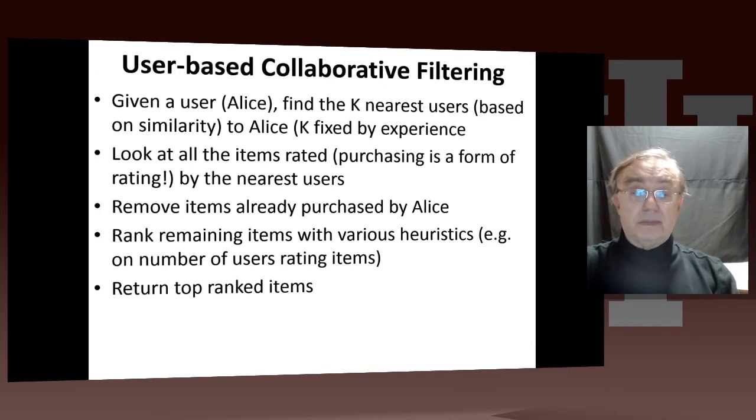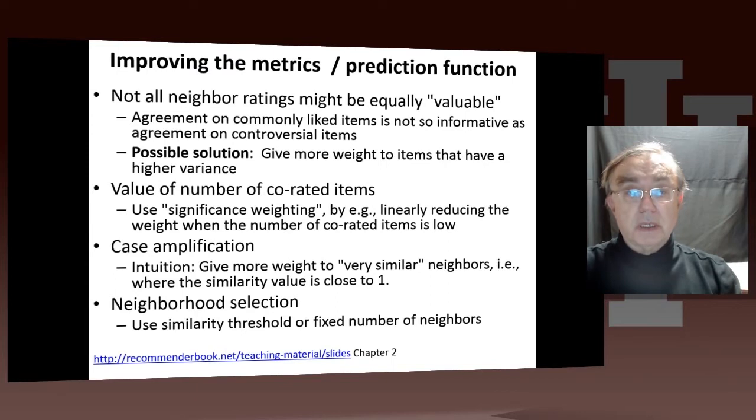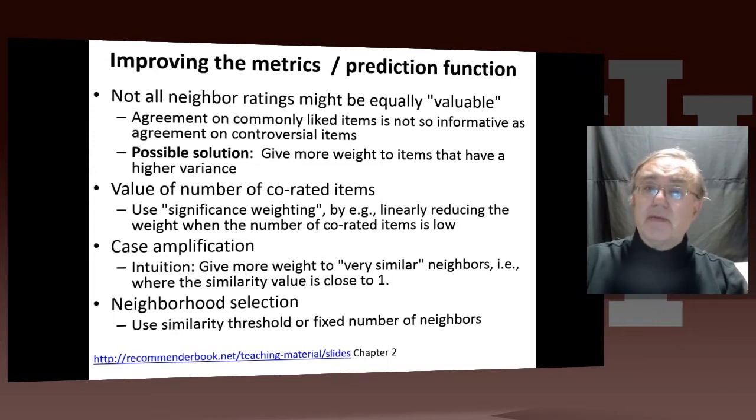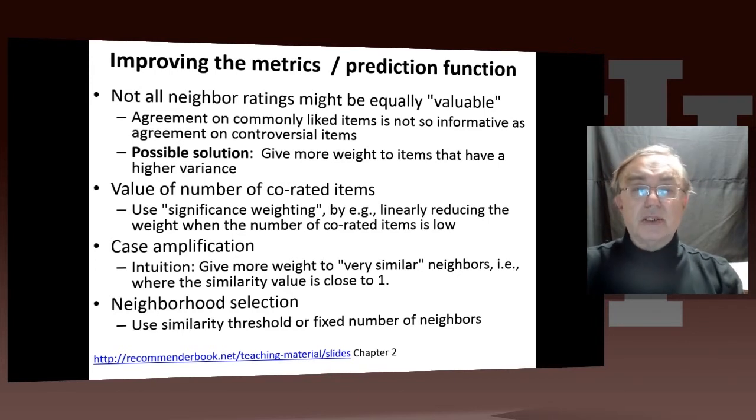We have various heuristics on choosing which users to include, and there are lots of papers in this area. And then we just return the top ranked items. So that's user-based collaborative filtering. And remember, this is not a theory, so there's no exact answer. And remember, we have the A/B testing to test any old idea. So we can use all sorts of heuristics and intuitive ways of modifying that.